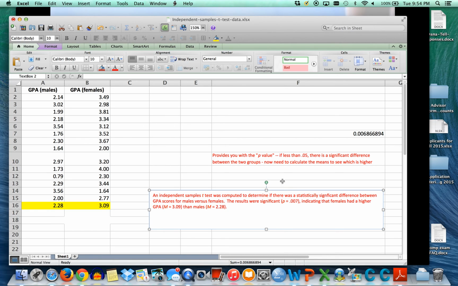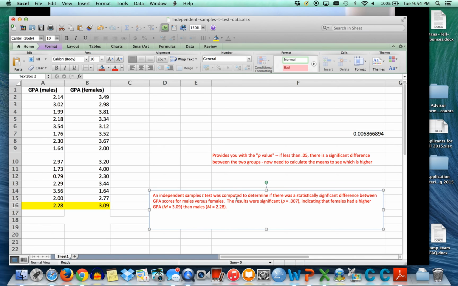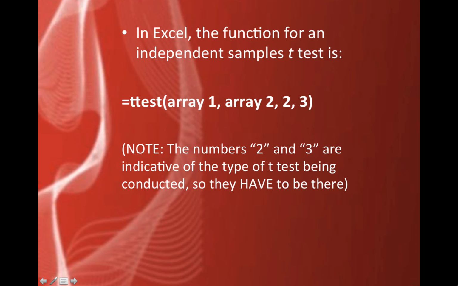So that just shows you how to compute the test. We computed the means, we ran the test, discovered it was significant, and then we wrote up the results in APA format. So let's just go back to the PowerPoint. And I'll continue on.